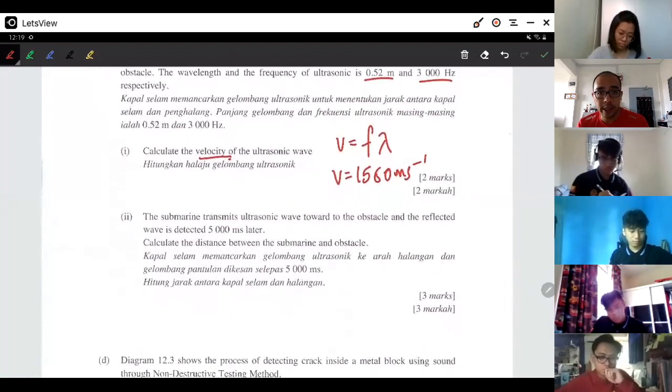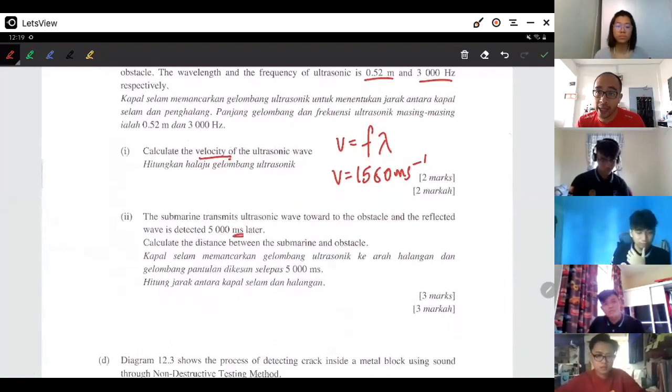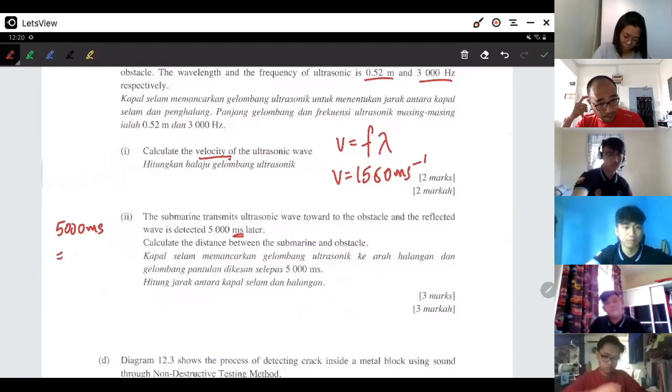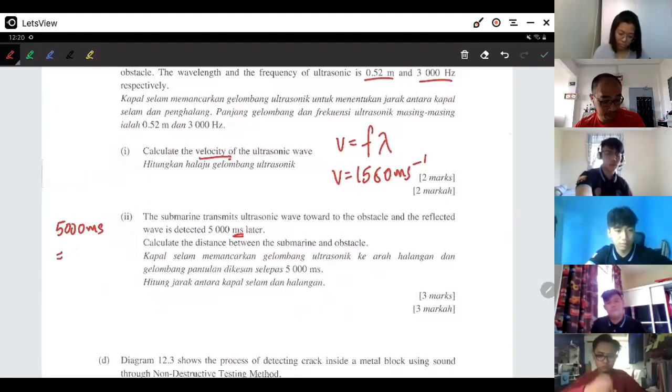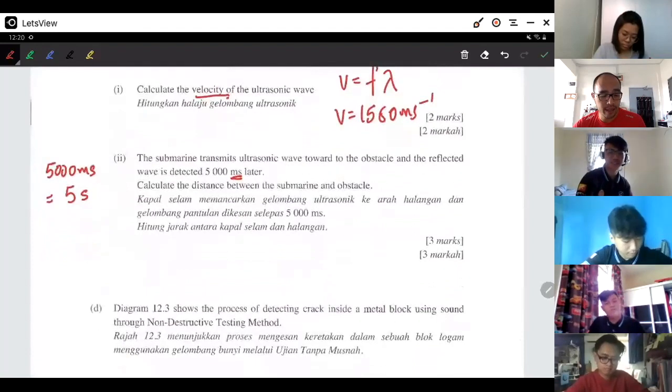Now, submarine, and so on, reflected wave is detected 5,000 milliseconds later. Okay, obviously the trick over here is to change milliseconds to seconds. So you have to change it first. So 5,000 milliseconds is how many seconds? 5 seconds, just divide by 1000. Be careful with this, guys.